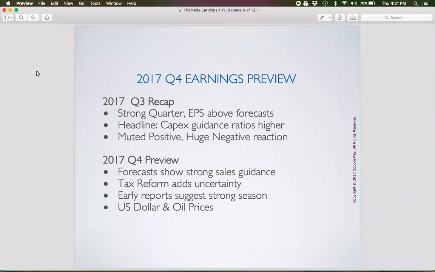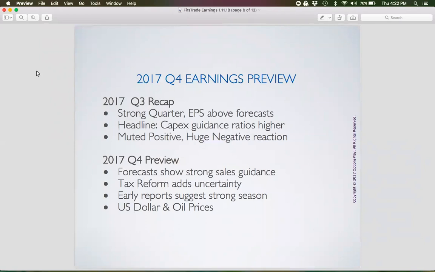So I'm just going to start off talking about what we saw last earnings season. Last earnings season was reporting from Q3 in the Q4 period. During that time, we saw a pretty strong quarter. The earnings per share, or the profits of companies, generally speaking, came in above forecast for the S&P 500 stocks. So we had a pretty strong quarter last quarter. The S&P was up quite a bit during that period of time. So that was certainly a good quarter from an earnings perspective.